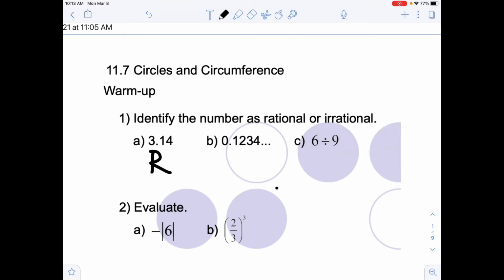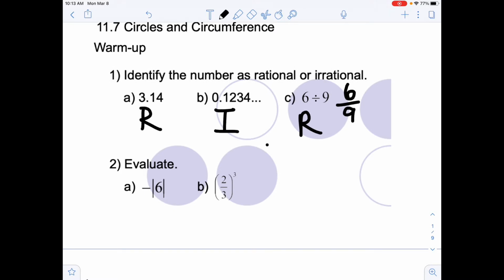B, 0.1234... that's going on forever. That's not repeating, that's not ending, so that would be irrational. And then C, 6 divided by 9 can be written as a fraction of 6 over 9, so that is rational.